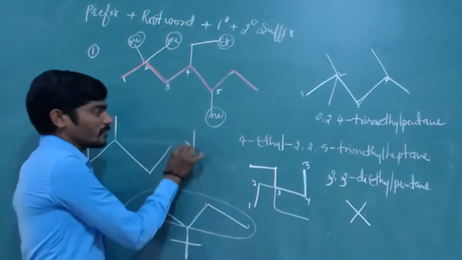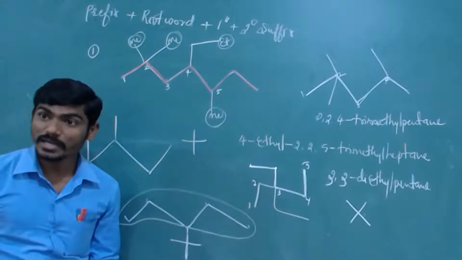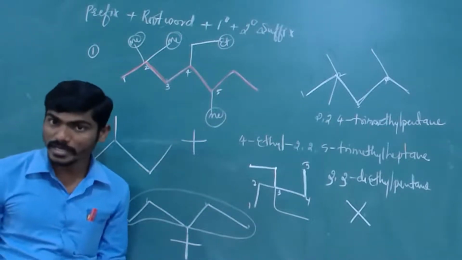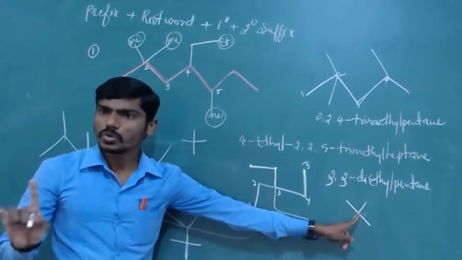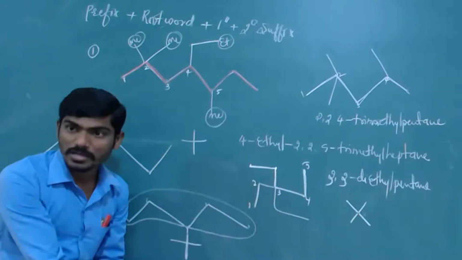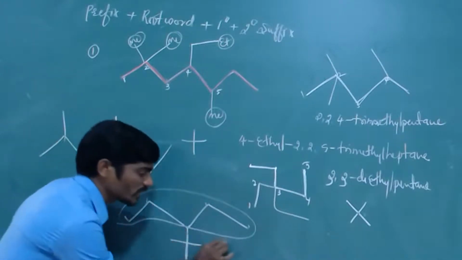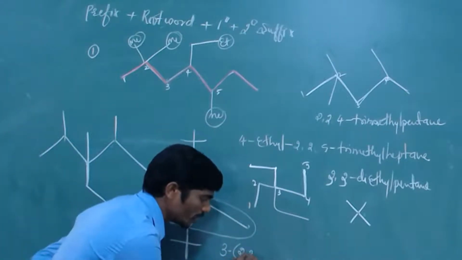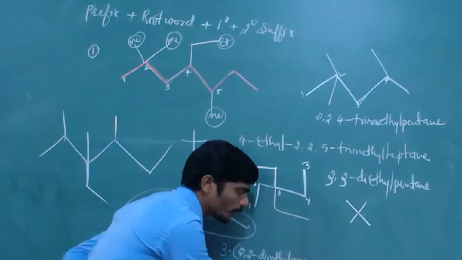What is the IUPAC name of this group? 2, 2 dimethyl. Yes, correct. 2, 2 dimethyl propane. This is the same compound, right? Since it is a substituent, the propane becomes propyl. So in brackets, you need to write this at the third position. So its name is 2, 2 dimethyl propyl.